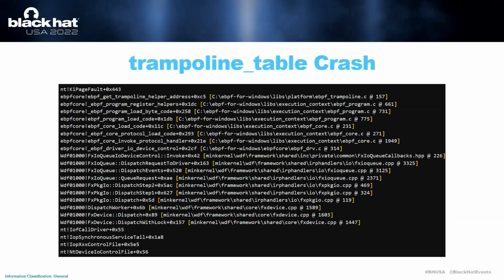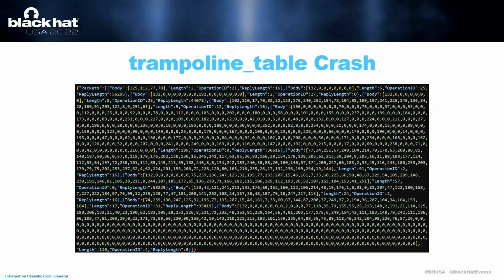So some of these we didn't bother submitting, just because they're read AVs and null dereferences. If you're wondering what the output of the fuzzer looks like, where it has multiple packets, here's a little screenshot that shows what that JSON format looks like when it actually contains a number of requests.